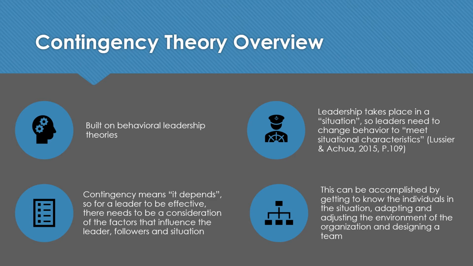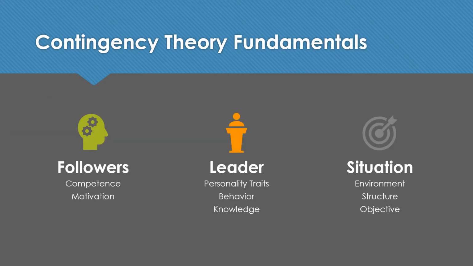Contingency theory was built on leadership theories. Contingency means it depends. So for a leader to be effective, there needs to be a consideration of the factors that influence the leader, followers, and subordinates in the situation. Leadership takes place in a situation, so leaders need to change behavior to meet those situational characteristics. This can be accomplished by getting to know the individual in the situation, adapting and adjusting to the environment of the organization, and designing a team.